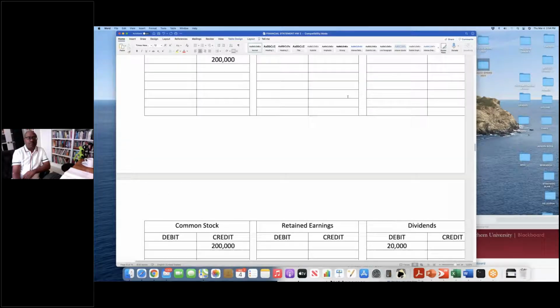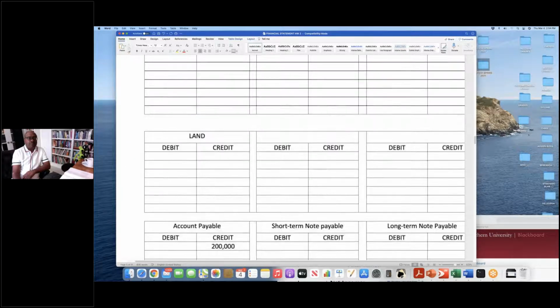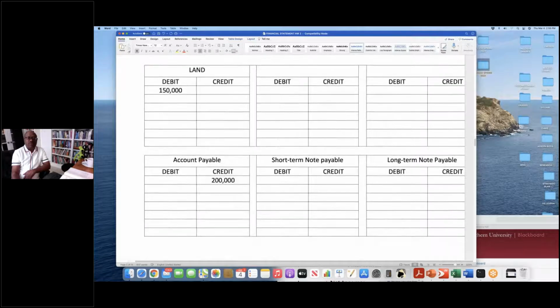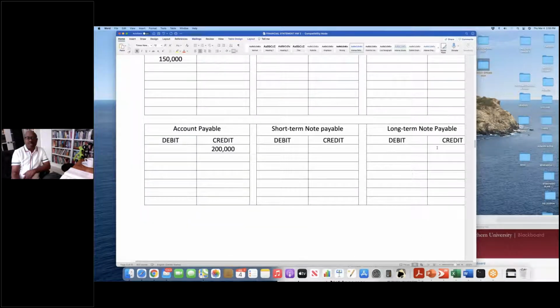Okay, so you will do land, you will debit land, and you will credit cash and credit note payable. How much we debiting land for? 150,000. Crediting cash for what? 50,000. And what else we crediting? Note payable. So this will be the long term note payable. How much we crediting it for? 100,000.